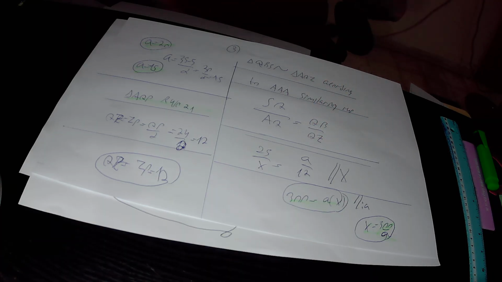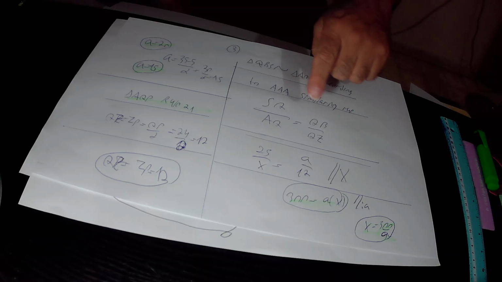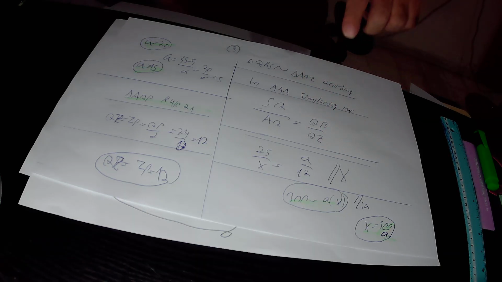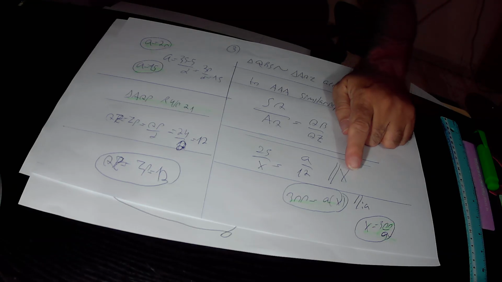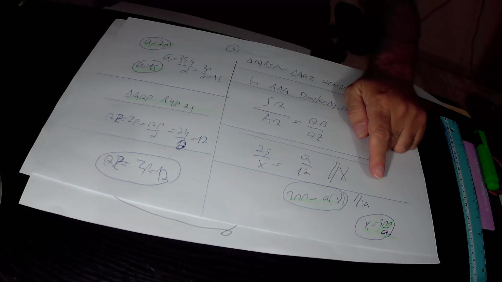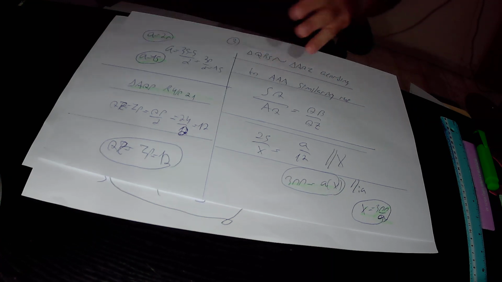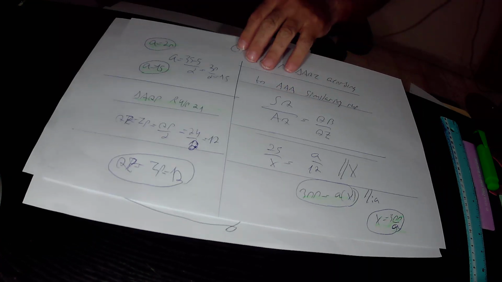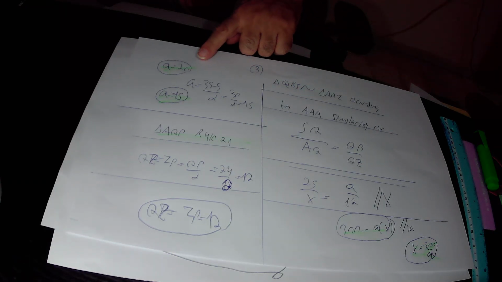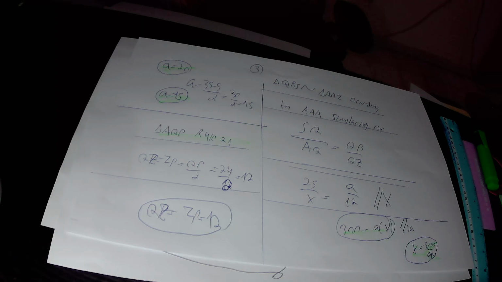Here, of course, we multiply this equation. We get 25 times 12, which is 300, equals a times x. Again, 300 equals a times x. Here we divide this equation by a and find further that x equals 300 over a. So we have two possible solutions for a. The first solution is a equals 20. The second solution is a equals 15.